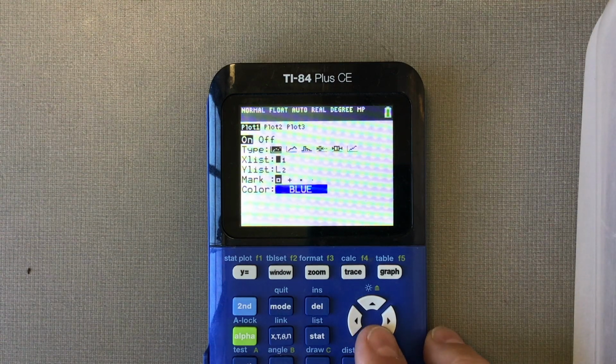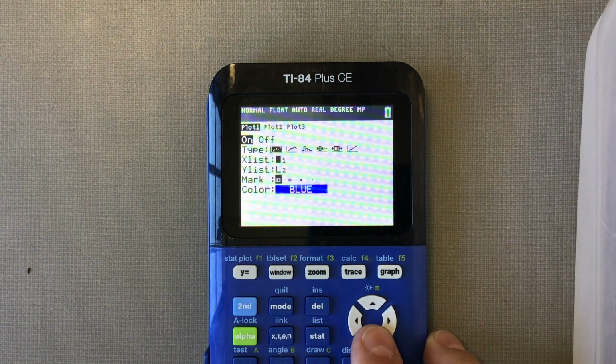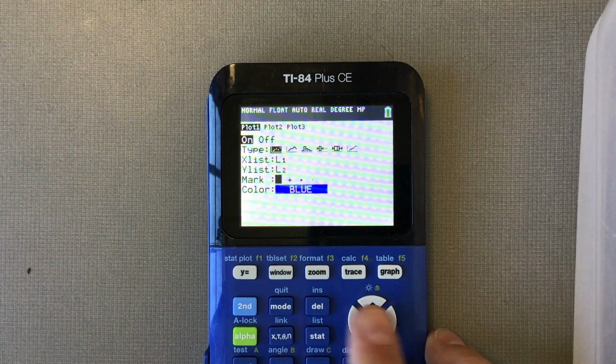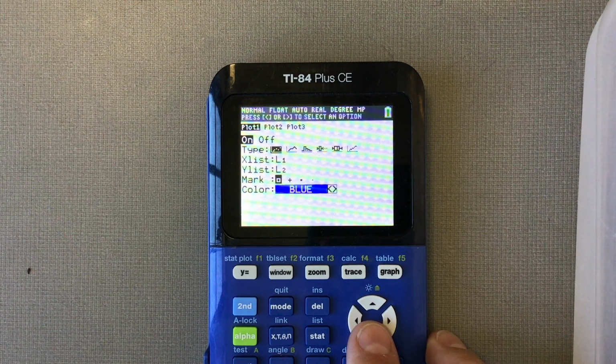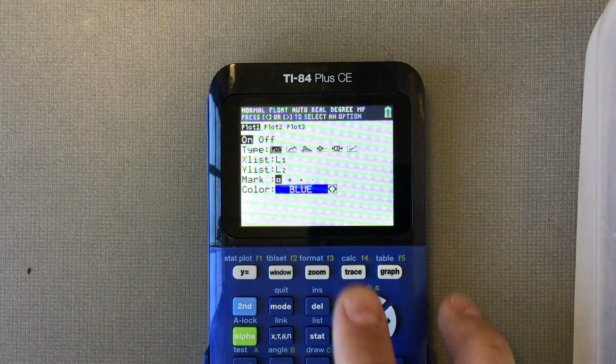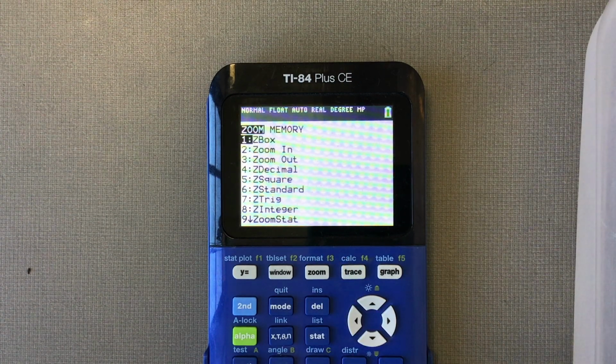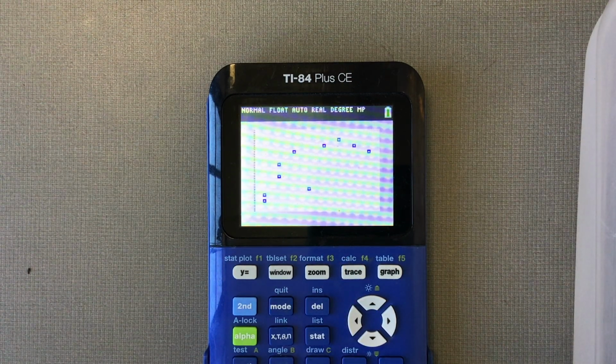I put all of my list 1 things along the X. That's what we're going to do here. And all of the list 2 stuff, that's my Y. You can change the different ways it looks. I like the little squares. And then you can change your color if you happen to have that option. And then in order to get to it, we're going to hit zoom and then 9. That's our bread and butter when it comes to it.